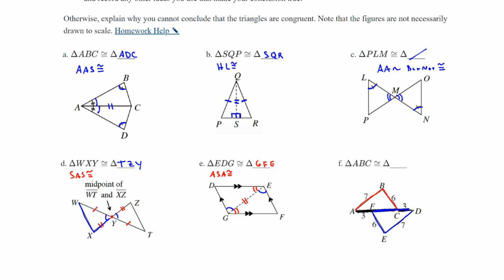So by side, side, side congruency, we know they're congruent, and ABC would match up, so A would match up with D, B would match up with E, and C would match up with F. So triangle ABC is congruent to triangle DEF.